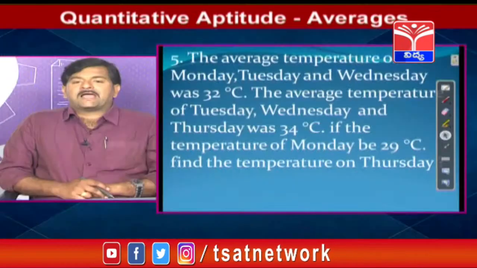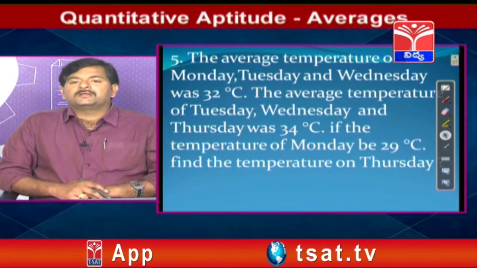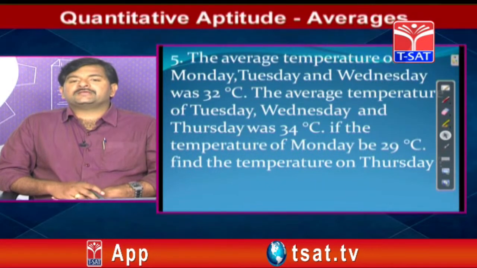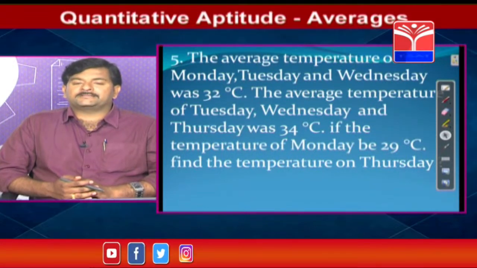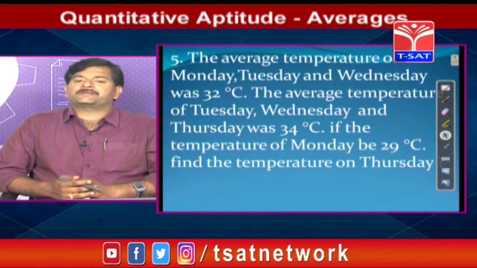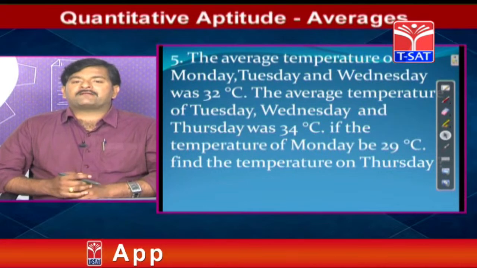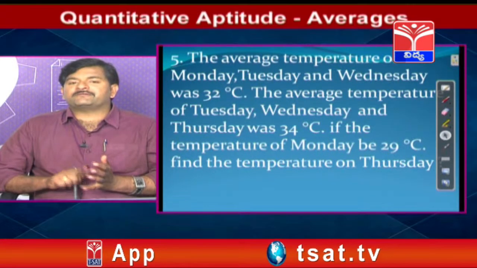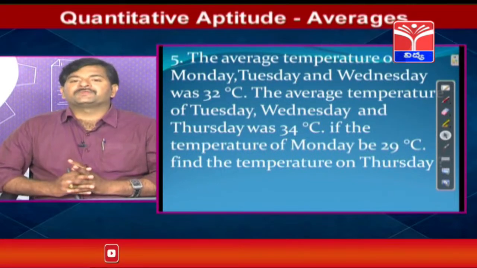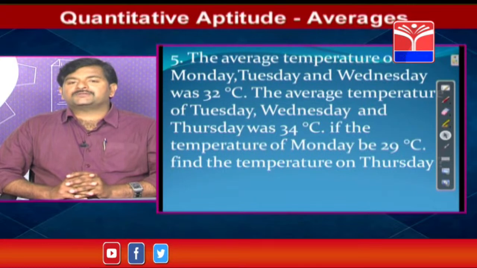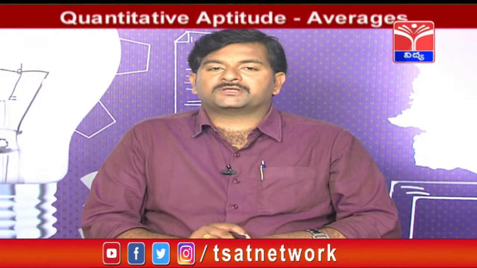Observe here, the average temperature of Monday, Tuesday, Wednesday was 32. The average temperature of Tuesday, Wednesday, Thursday was 34. If the temperature of Monday is 29, then find the temperature of Thursday. It's also a very different and easy concept. The average temperature of Monday, Tuesday, Wednesday is given, so we can find the total temperature of Monday, Tuesday, Wednesday. It's a very easy concept, but the question is asked in a different way.